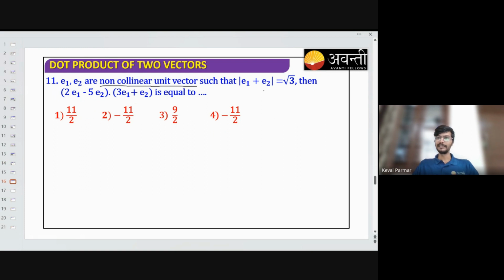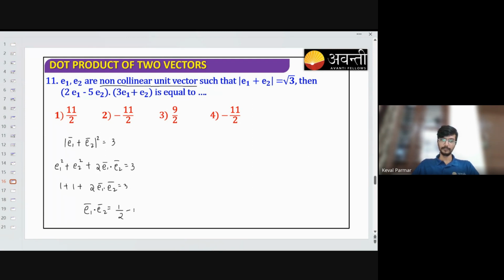Okay, simple. Again, modulus. Usually whenever we see a modulus in a question, we square on both sides. So I'll get E1 plus E2 vector, the whole square, is equal to 3. This is E1 square plus E2 square plus 2E1 dot E2 is equal to 3. They are unit vectors, so 1 plus 1 plus 2 E1 dot E2 is equal to 3. That means E1 dot E2 is half. Equation number one.